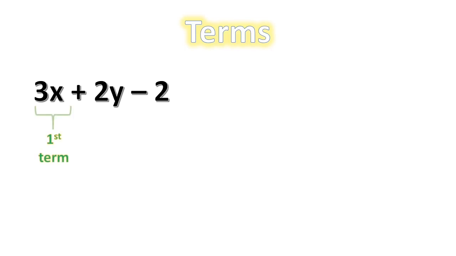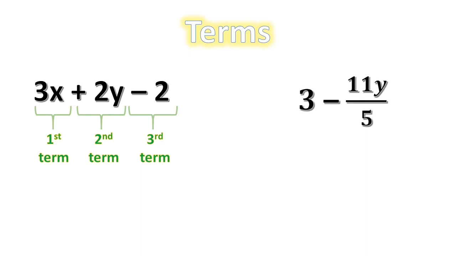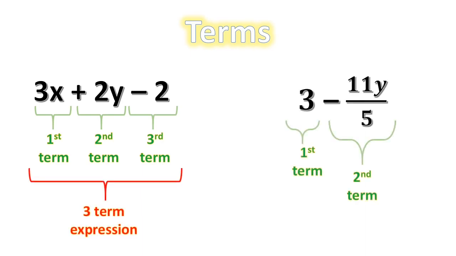So real quick, just to review, remember we talked about what terms are. Here is an expression. That's the first term, the second term, and the third term. Here's a different expression. We have the first term and the second term of that expression. So we have a three-term expression and a two-term expression. Remember, the terms are broken apart by addition and subtraction. Multiplication and division don't divide the terms, only addition and subtraction do.